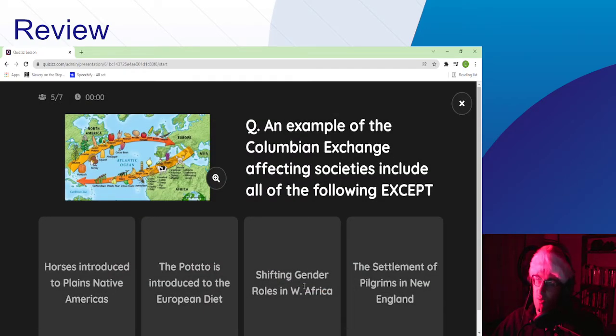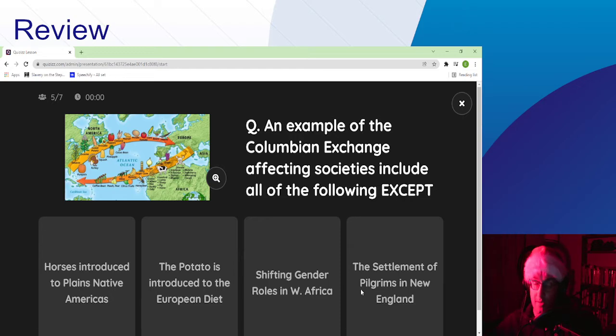Yeah. So all of these are an instance where a society has been shifted in some way, shape, or form thanks to something that moved during the Columbian Exchange. But the movement of people and just settling a new place, that isn't necessarily an existing society being transformed, right? So the potato was obviously a huge one.